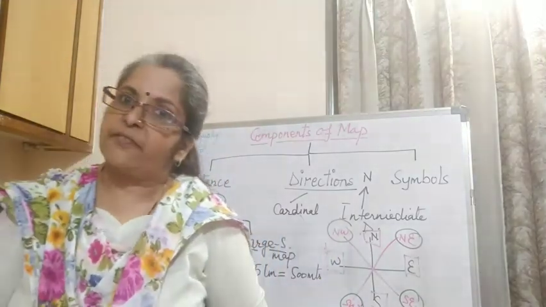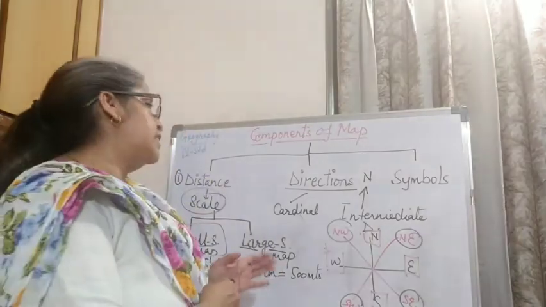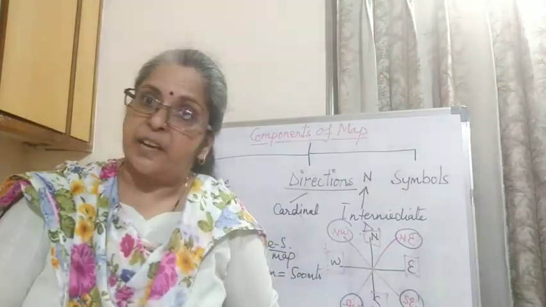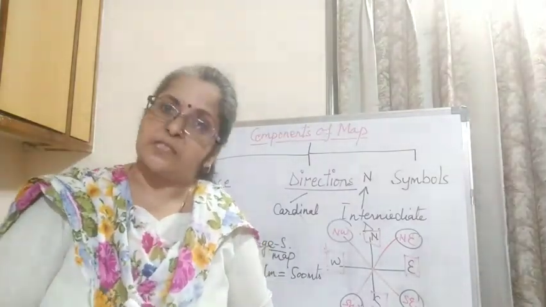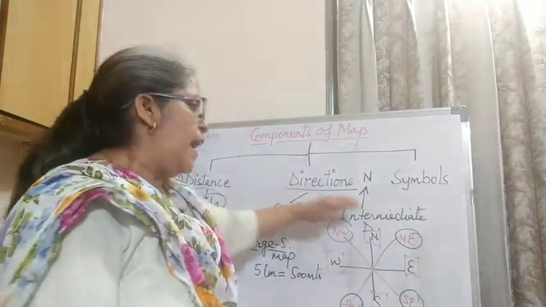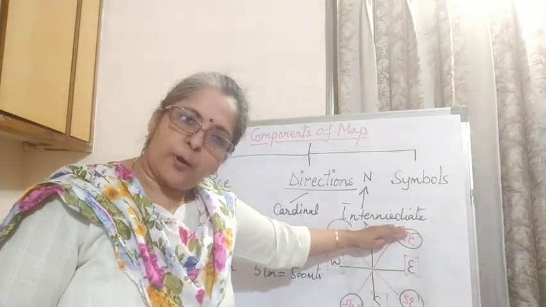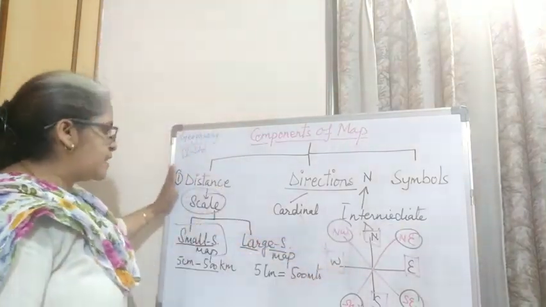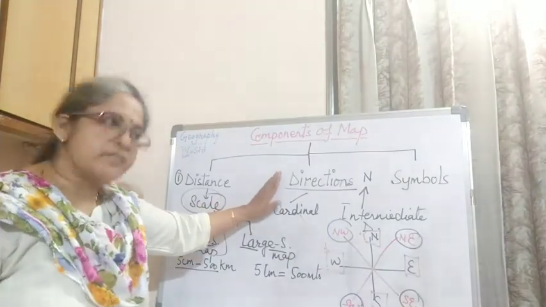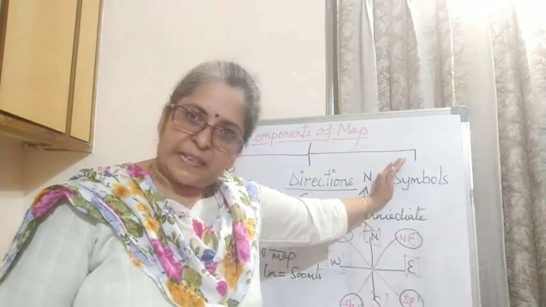Directions are very important when we study any map. Without directions, it is very difficult to find any place, the direction of the place. So for that we have cardinal and intermediate directions. Understood? I hope you understood this much about distance and directions. Symbols, this part of the component I will take in the next session.